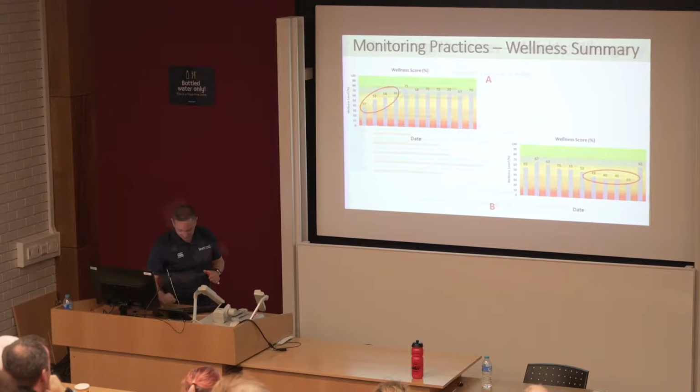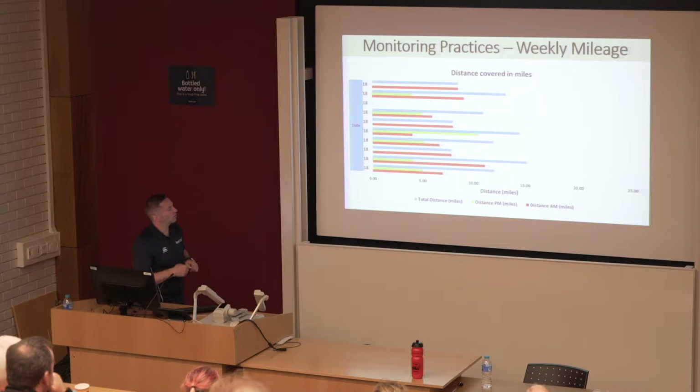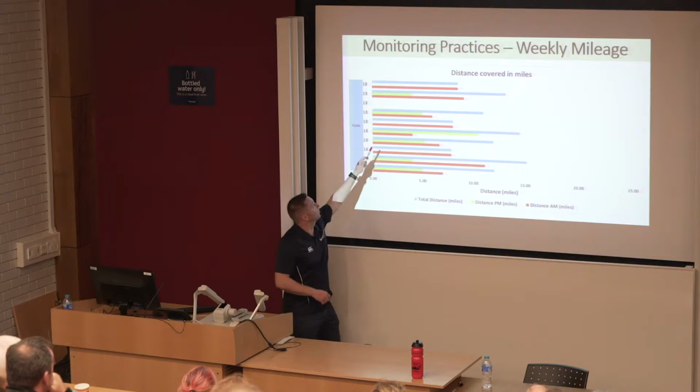Again, just weekly mileage, how much have you done? How much were you prescribed by your coach and how much have you actually done? So again, these are just AM mileage covered in the mornings in red, green is distance covered in the evenings and your total distance that day. Were you supposed to do 15 miles that day? And again, there's the day there where he was sick, had to take the day off.